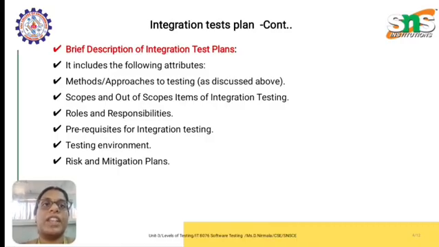A brief description of the integration test plan: it needs to include certain attributes. First we need to identify all the methods and approaches used in the testing, and find out the scope and the out of scope items presented during our integration testing. We need to identify the roles and responsibilities, the prerequisites of integration testing, and the environment in which our integration testing is going to be performed, and we need to identify the risks and the mitigation plans.